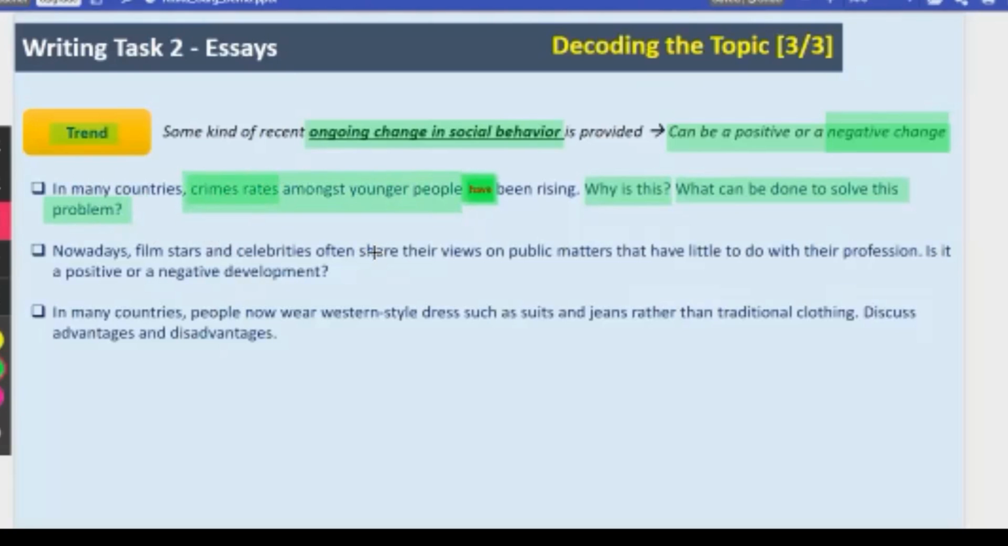Fine, because these slight mistakes can take you off topic and you may miss your task response. Now let us move to the next example. Nowadays, film stars and celebrities often share their views on public matters that have little to do with their professions. Okay, yes, this is also a very common topic these days.